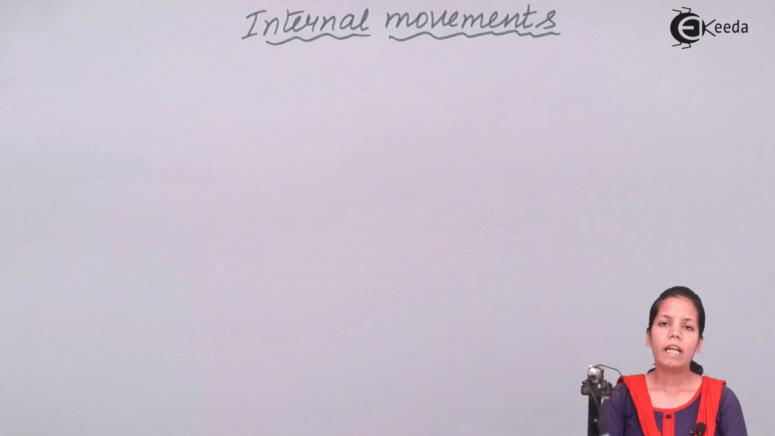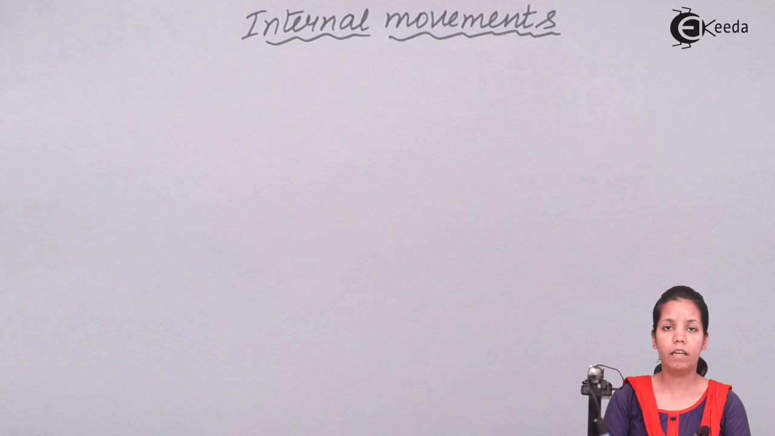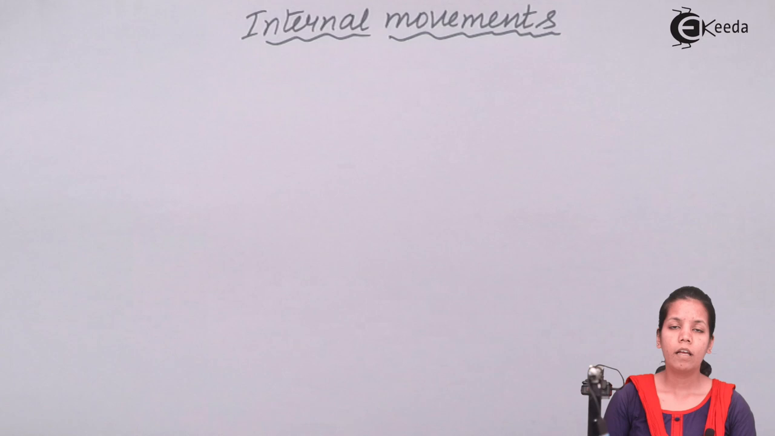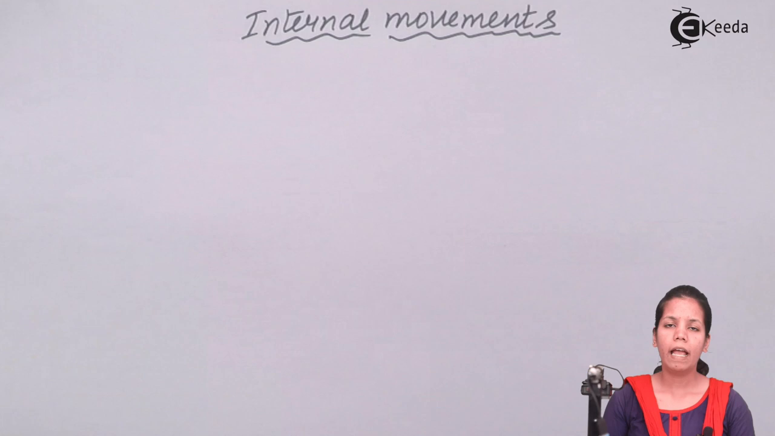Now internal movements of your body could be said to be voluntary movements or involuntary movements of your body. There are basically three types of internal movements in the body. First, the peristaltic movement: contraction and relaxation when you eat food, when you chew food and it passes down from your mouth and reaches your food pipe or esophagus.